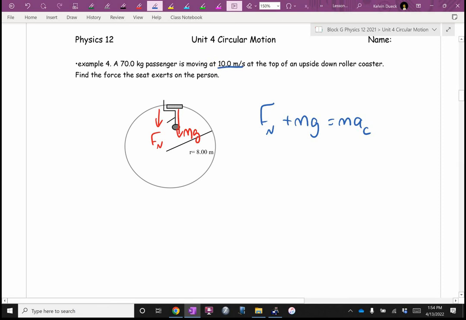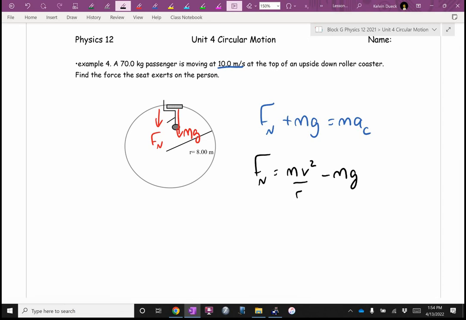First of all, let's get the normal force by itself. How? Okay, so the normal force is going to be m. Which version of a_c am I going to use here? How do I know? They gave me a v. If they had said it takes 6 seconds to go around the loop, then I would say, oh, that's a period, and I would use the 4 pi squared r over t squared. So m v squared over r, and then I guess minus mg? Do the m's cancel?